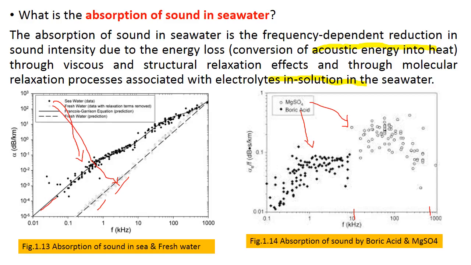Figure 1.4 shows the absorption of sound by boric acid and magnesium sulfate. Within 10 kHz, the dark bubbles, the attenuation is due to boric acid. Above 10 kHz to 1000 kHz, the attenuation is due to magnesium sulfate.